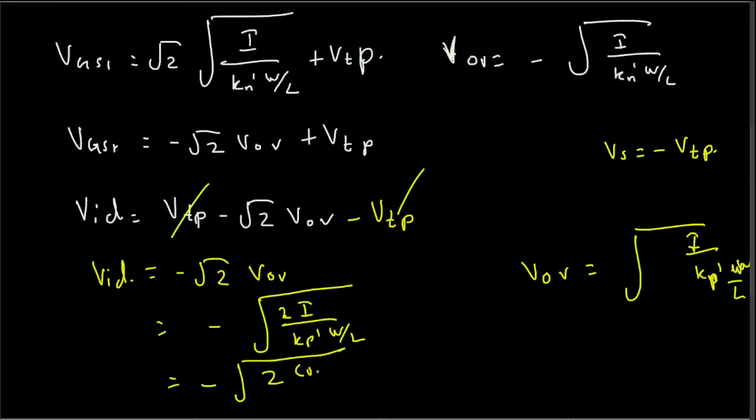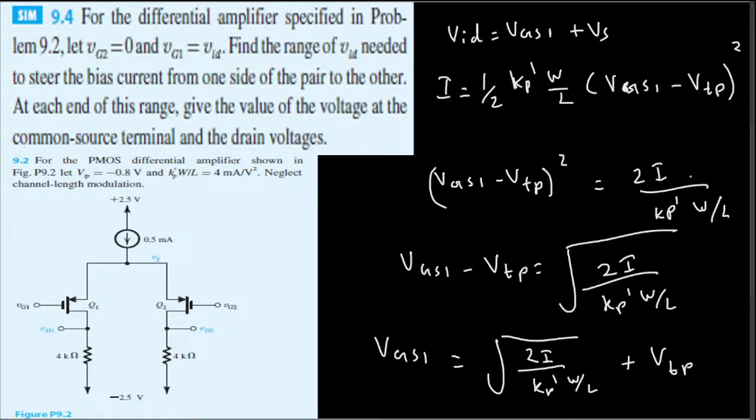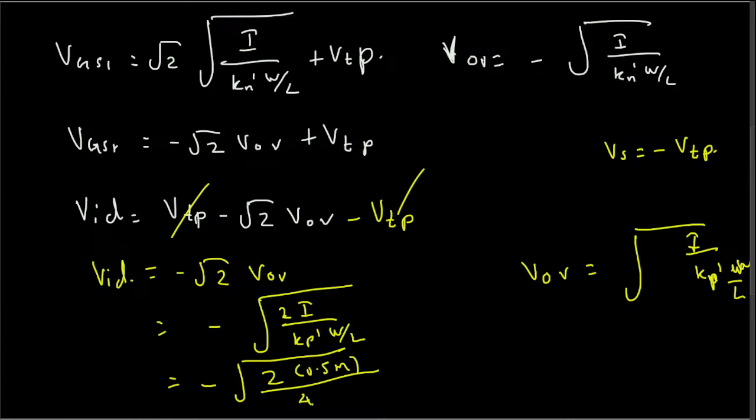So the value for the I right here is 0.5 milli, and the Kp prime W over L is provided in the question, that is 4 milliampere per volt squared. So I put the 4 milli right here. 4 milli cancels each other. 2 times 0.5, that's 1 divided by 4, that is 0.25. If you square root 0.25, that's equal to 0.5, and since we have a negative sign here, that is negative 0.5, and that's the VID voltage on this side.